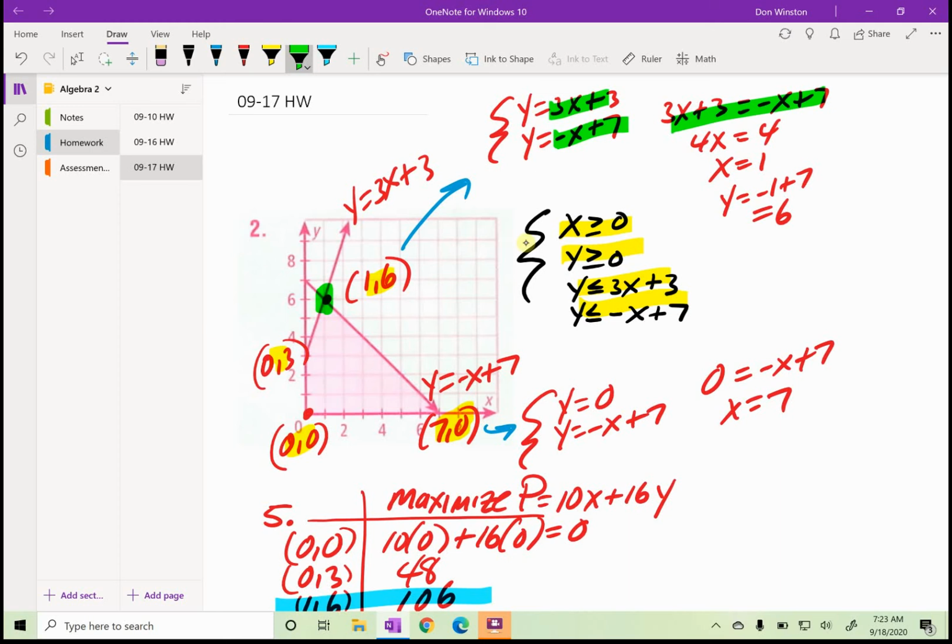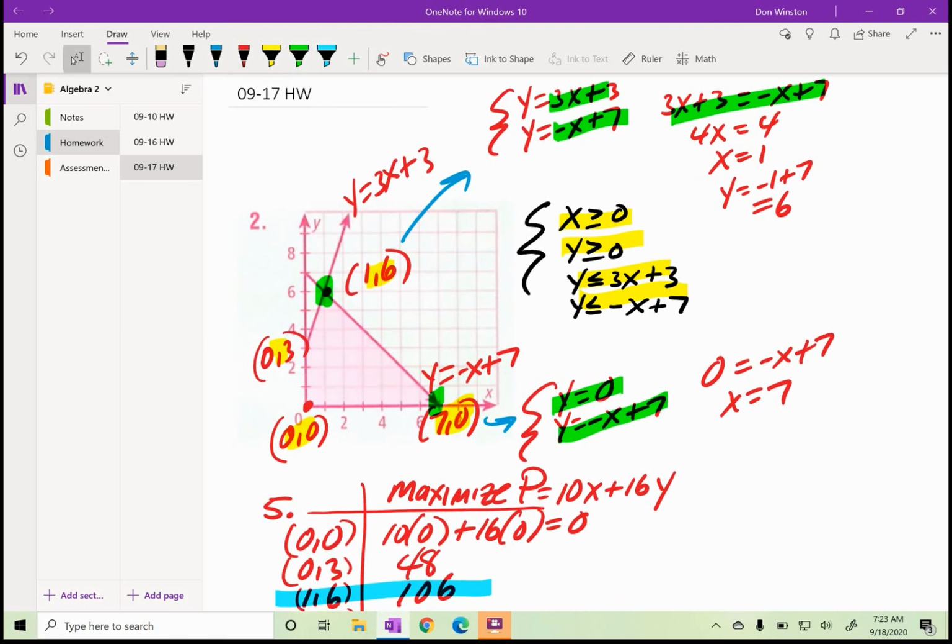And then ditto down here, that's the intersection of two lines, y is equal to 0 and y is equal to negative x plus 7. Again, you set y equal to y and you solve, and you get x is equal to 7 and then y is equal to 0. So again, you're not required to write a system of equations, but I would, because you can verify your work.